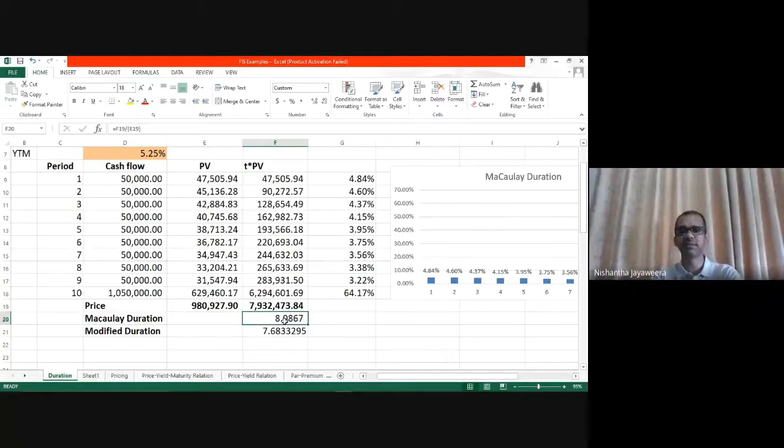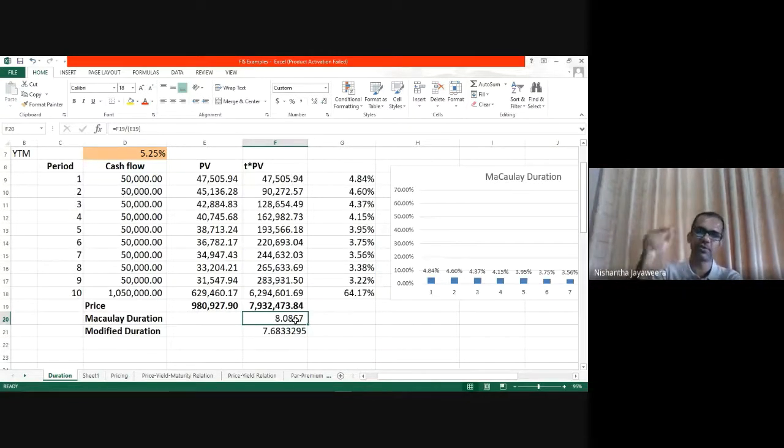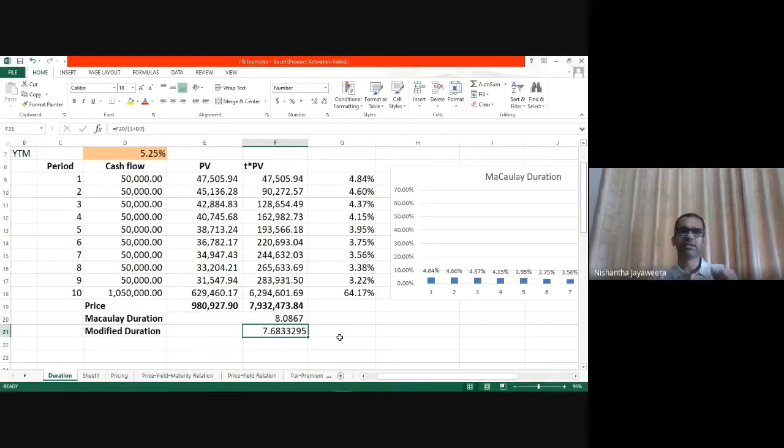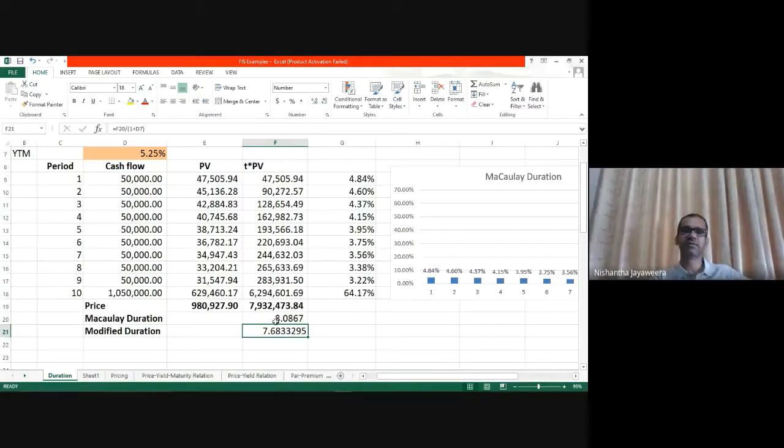And this gives the sensitivity of the bond price to an interest rate change. So Macaulay duration, we don't specifically say it has a percentage change, but when we calculate the modified duration, we can interpret it as: for a 1% change in yield, the bond price would change by 7.68%.